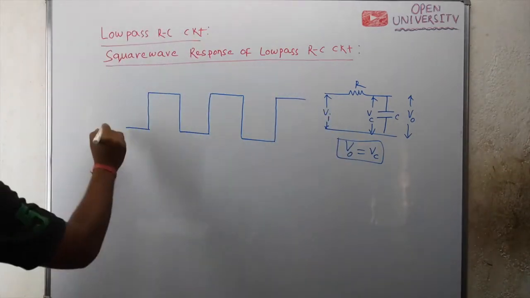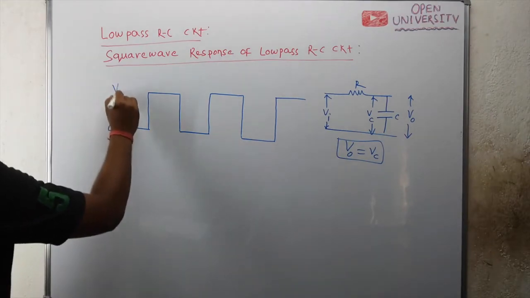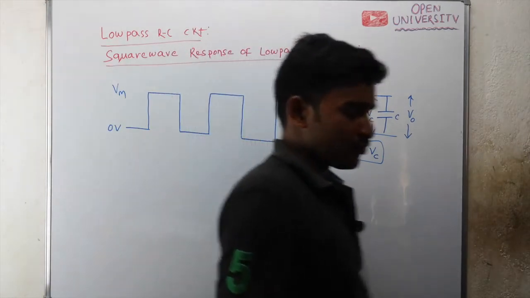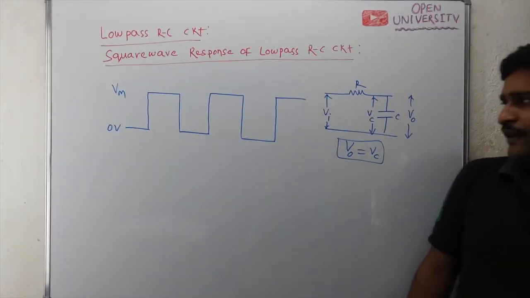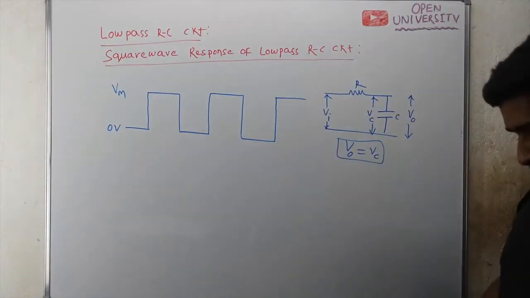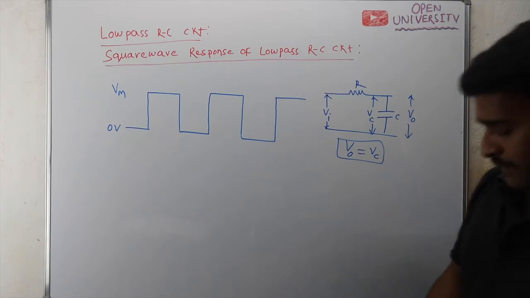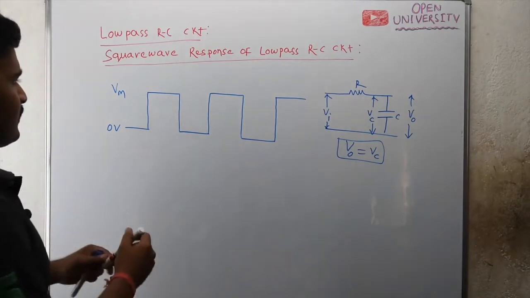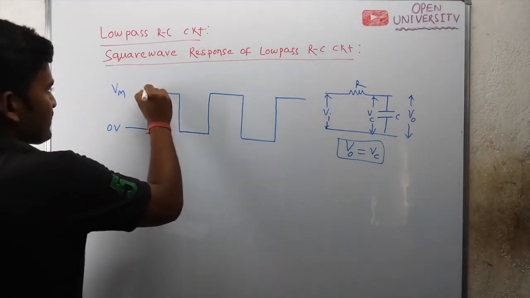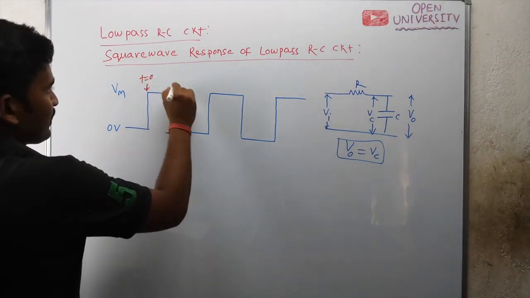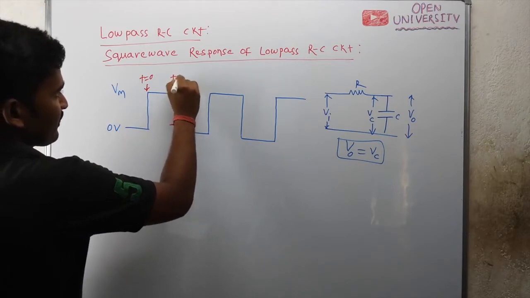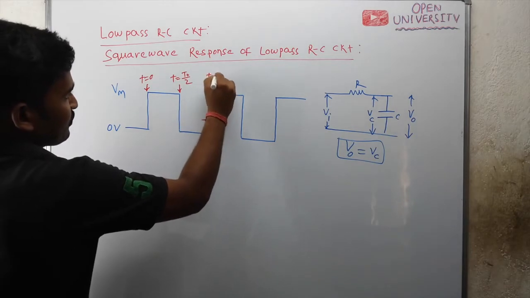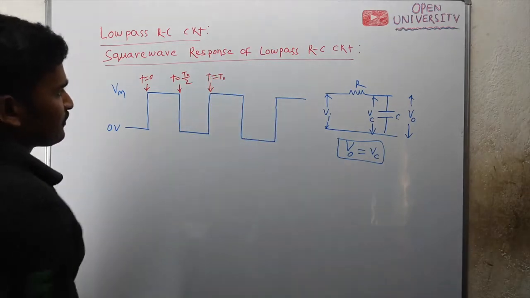Okay, this is 0 volt and the maximum value is Vm. This is the input to this circuit. This is a square wave signal. Now, at this point t is 0. At this instant t value is 0, and at this instant t equal to t naught by 2, and at this instant t equal to t naught.